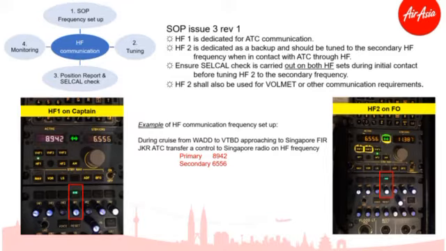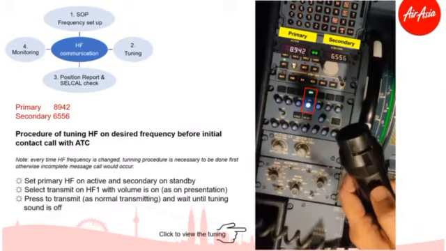The HF tuning procedure. This indicates how to tune the HF before any initial contact call with ATC. The simple step of HF tuning is to set active HF1 on the desired frequency, press to transmit without any voice call, and wait until the tuning sound is off. The HF is now ready to use.